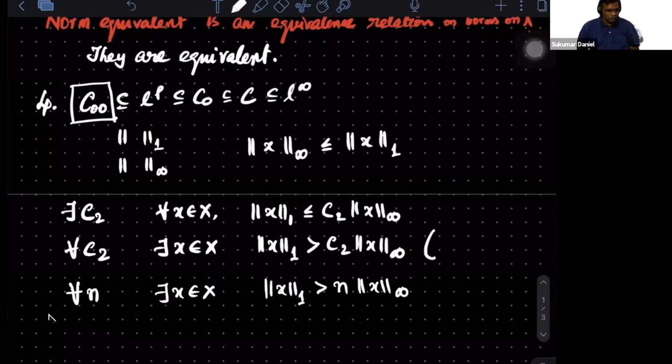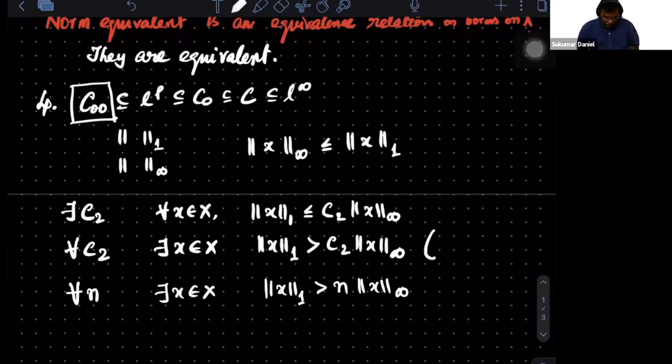Good. Why is that? Suppose I have the third statement, and you give me any C2. I can always find a natural number that is bigger than C2, and I can show this, whatever you want. If I can show this itself is true, C2 will be smaller than that. So norm x1 is also bigger than C2 times norm x infinity, you will get it. So instead of proving the second one, we may try to prove the third one.